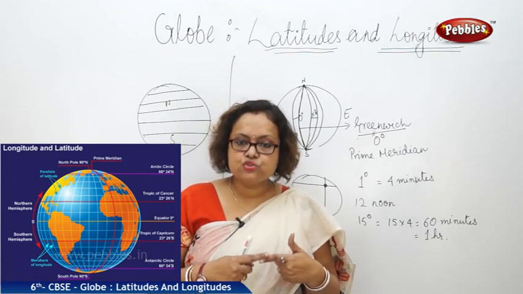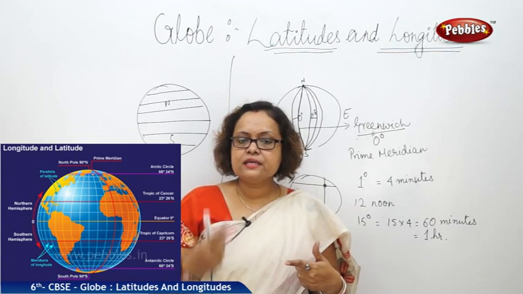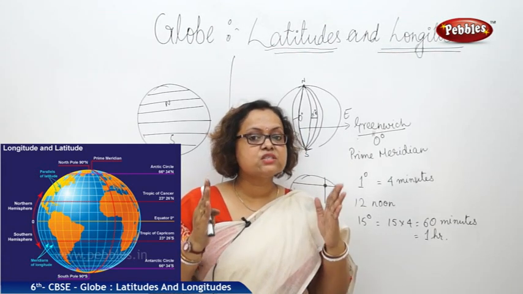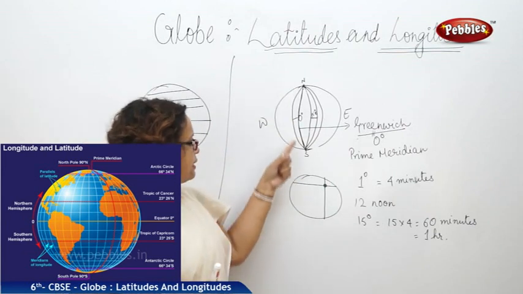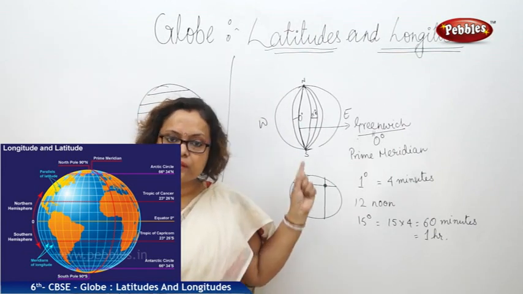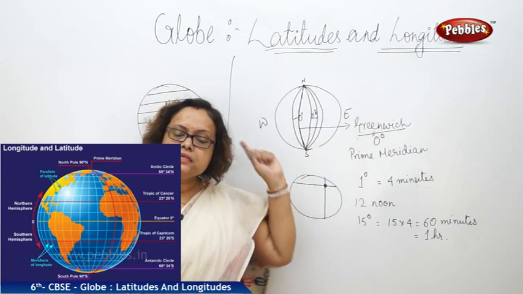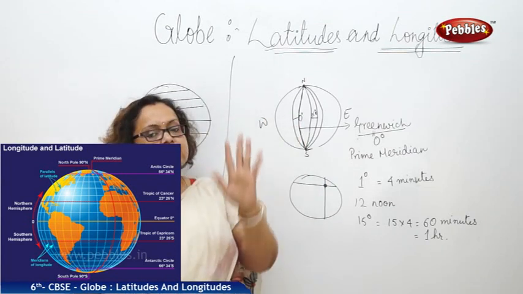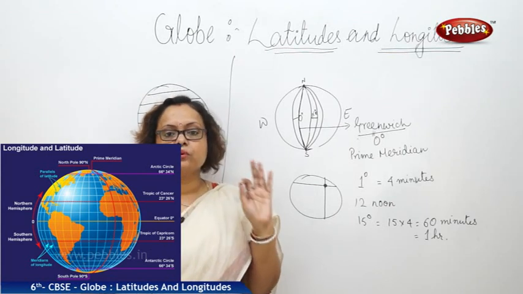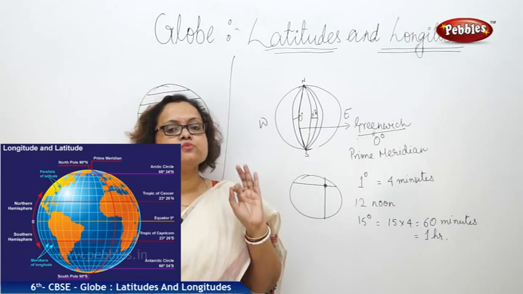Next we are coming to GMT. What is GMT? GMT is Greenwich Mean Time. That means the prime meridian here in Greenwich, the time at which it gets its noon, when this meridian is facing the sun, is known as GMT or Greenwich Mean Time.